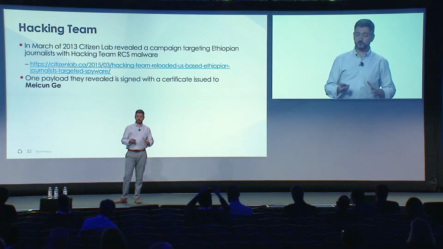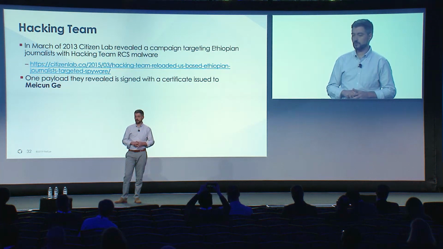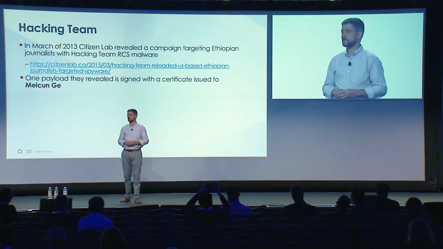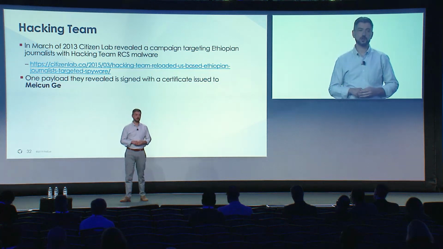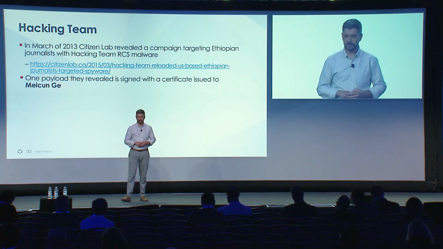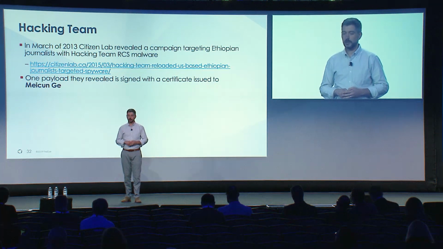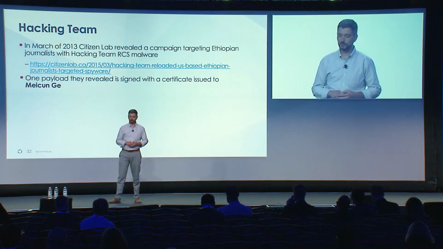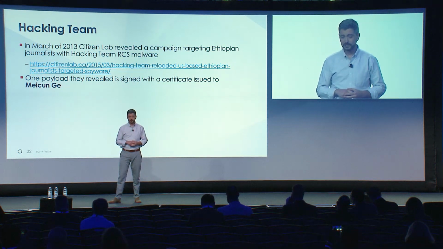The next big one, we talked about this a little earlier, is Hacking Team. So Hacking Team, for folks who aren't familiar, is a commercial surveillance software vendor in Italy, disbanded a few years ago, or delisted by the Italian government, that was selling their RCS surveillance software to a lot of governments around the world. One of the better reports on this, and there are many, was issued by Citizen Lab, talking about stuff that they saw hitting Ethiopian journalists.